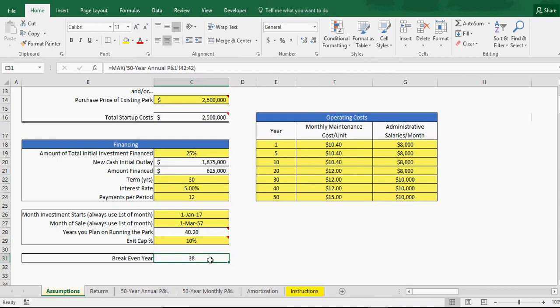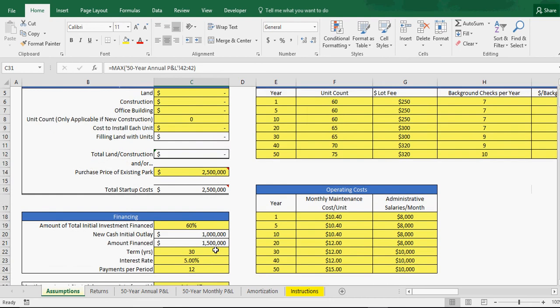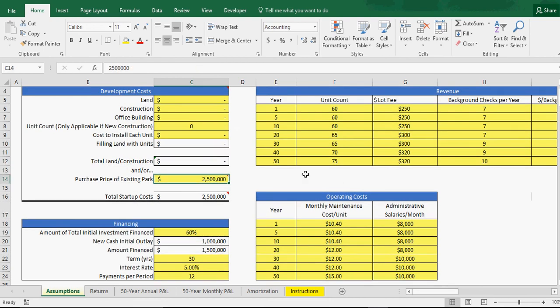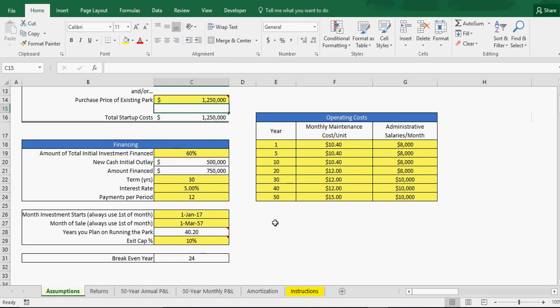Then we've got the year you're breaking even. Right now it's at 38. If I change the assumptions, let's say I finance less or more, that actually puts my break-even year out further. Let's say my initial cost goes down. Well, now my break-even year gets cut down to 24.